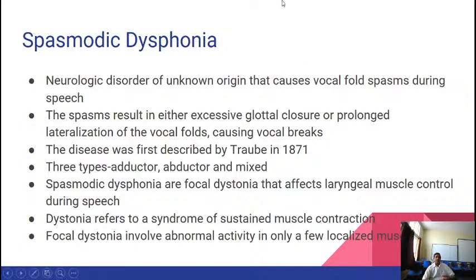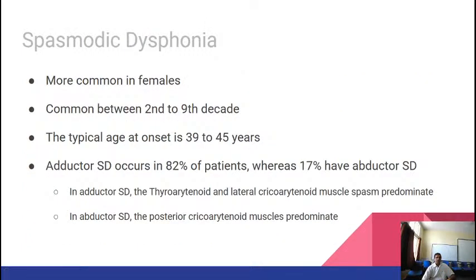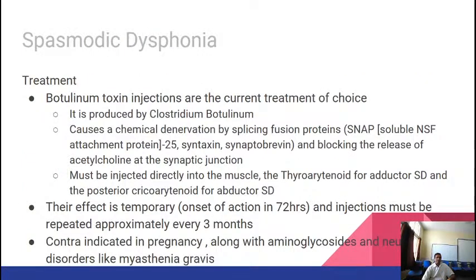Then spasmodic dysphonia, where there are spasms of these muscles, and the spasms can be of the adductor muscles or the abductors. Both of them produce a kind of voice disorder, and so the treatment in such conditions is by the injection of botulinum toxin.